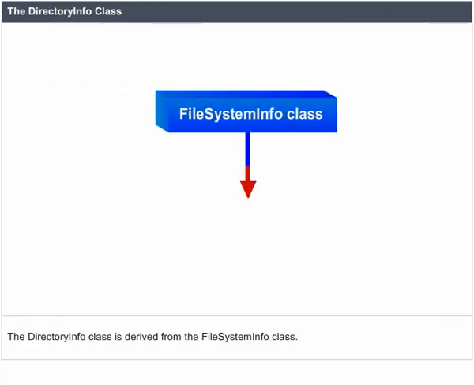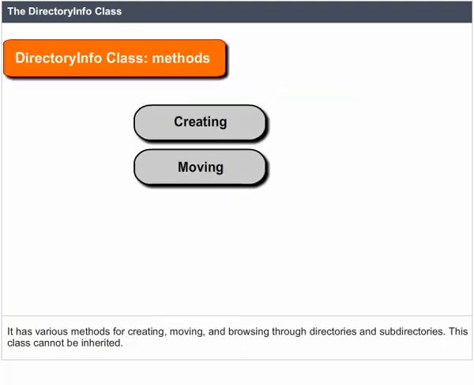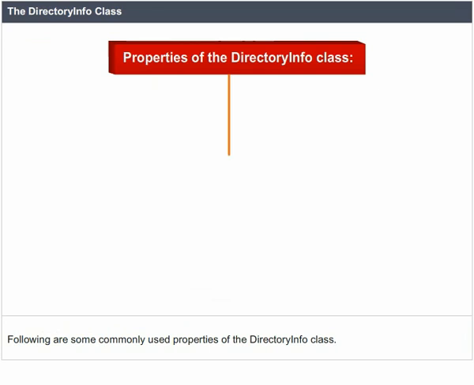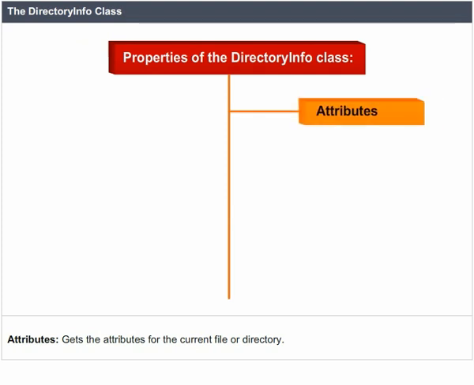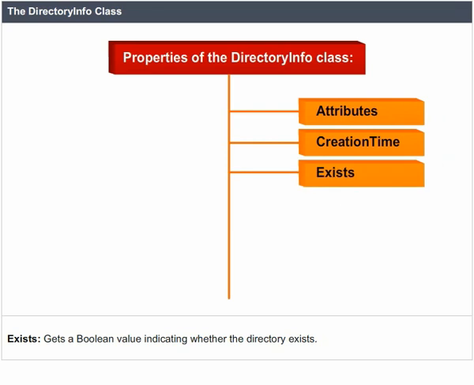The DirectoryInfo class. The DirectoryInfo class is derived from the FileSystemInfo class. It has various methods for creating, moving, and browsing through directories and subdirectories. This class cannot be inherited. Following are some commonly used properties of the DirectoryInfo class. Attributes gets the attributes for the current file or directory. CreationTime gets the creation time of the current file or directory. Exists gets a Boolean value indicating whether the directory exists.